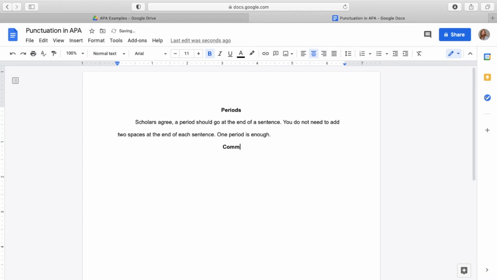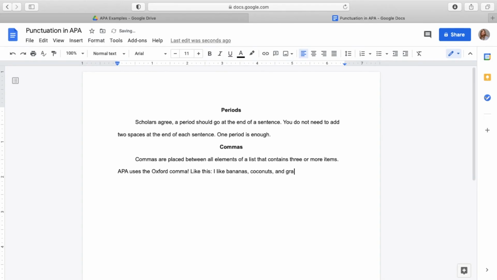And then when it comes to commas, I'm so happy to announce that APA uses the Oxford comma. So what that means is you're going to use a comma in between items in a list of 3 or more, and then when you get to the word and, the word before and gets a comma. So I like bananas, comma, coconuts, comma, and grapes.